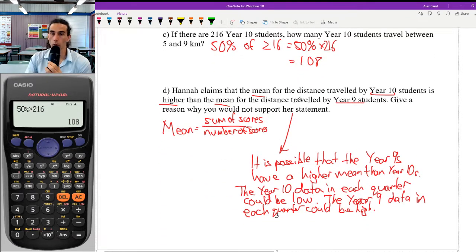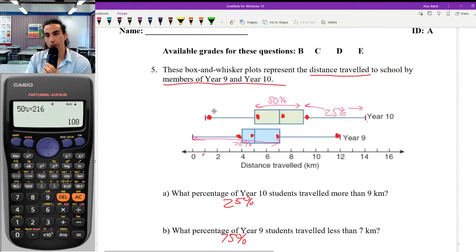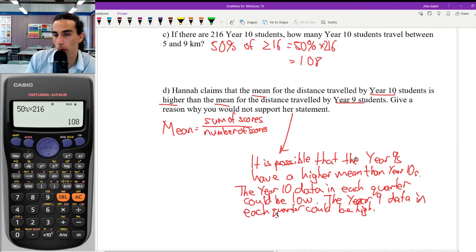No, because, as I drew up here, the year 10 data could all be clumped at the bottom end of each quarter, and the year 9 data could be clumped at the top end of each quarter. And if those clumps are real, those little red dots, then the year 9 mean could actually be higher than the year 10. So that's what I wrote down: it's possible that the year 9s have a higher mean, but only possible. Year 10 data in each quarter could be low. Year 9 data in each quarter could be high.